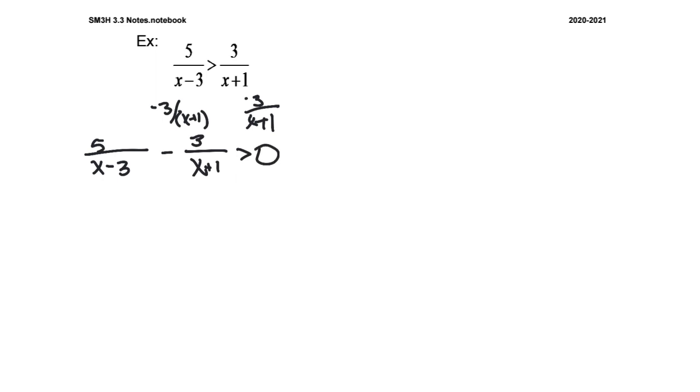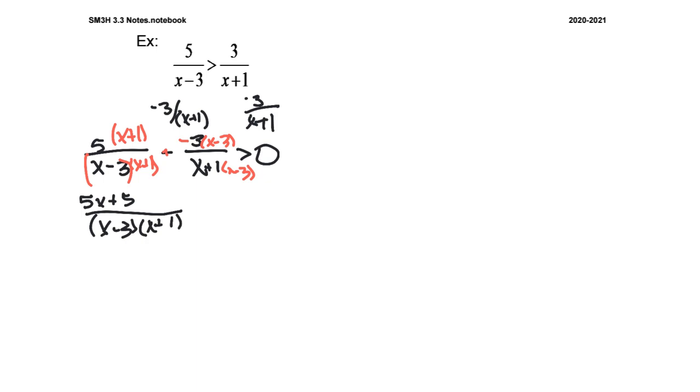So then I can get a common denominator. So I'm going to multiply by x plus 1 over x plus 1 and x minus 3 over x minus 3. And I'm also going to keep track of that negative by changing it to a positive. So I'm adding a negative instead of subtracting. So I'm going to distribute the 5. I get 5x plus 5. And then I have the same denominator, x minus 3, x plus 1.